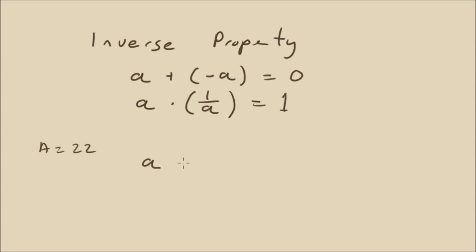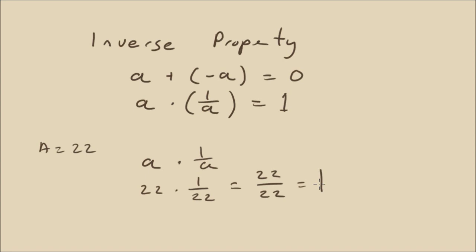Now if I take A times 1 over A, so 22 times 1 over 22, that's going to equal 22 over 22. When I simplify this, I want to end up with 1 as my answer. So easiest way to think of it, if you have a pizza cut up into 22 parts, and you have all 22 parts, then you have one whole pizza. So that's where your inverse property comes into play.